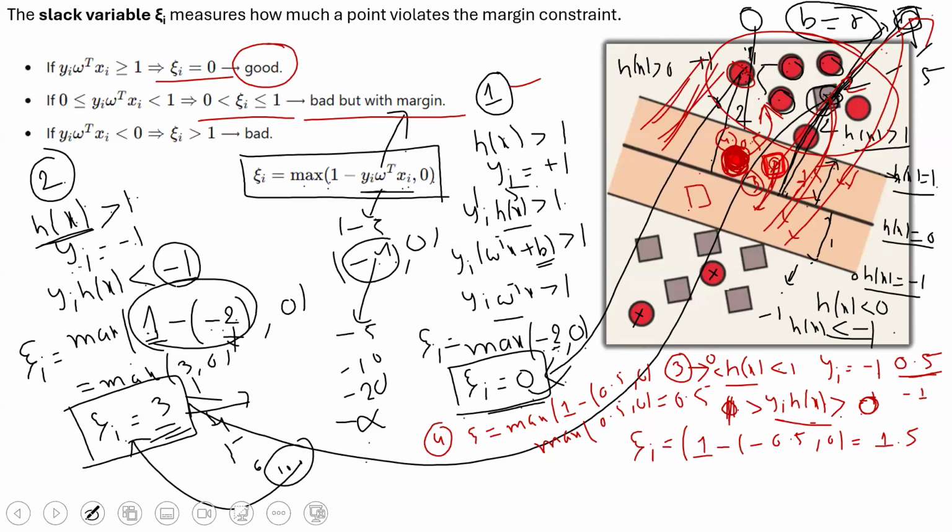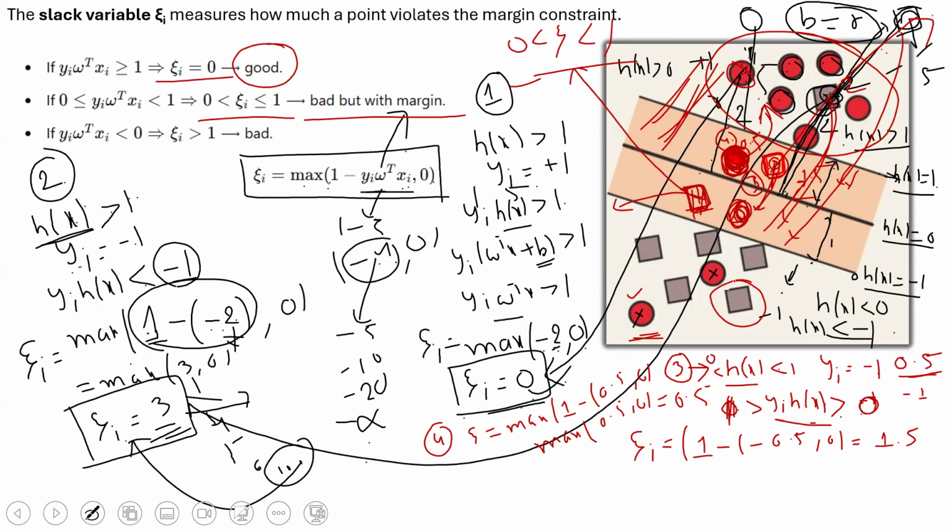Let's suppose you have a gray point here. What will the slack value be for that? The slack value will be in between 0 and 1, because it is on the right side but within margin. If you have a red circle here, what will be the slack value? Greater than 1, because it is within margin but on the wrong side. For this gray point, the slack is 0, right?